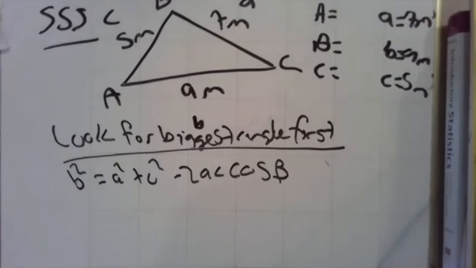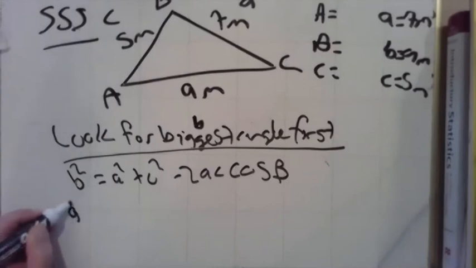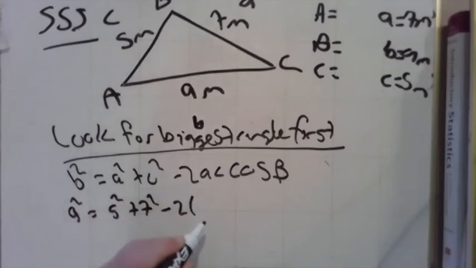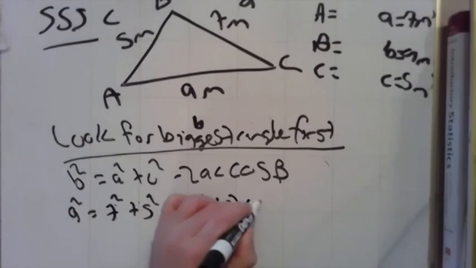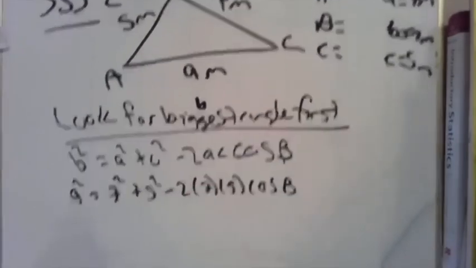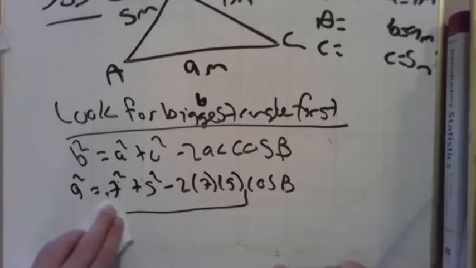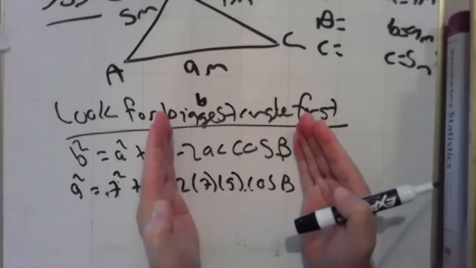Now, here's where mistakes happen. People will do this. They'll type this in the calculator. Let's write out what we know. 9 squared equals 5 squared plus 7 squared minus 2 times 7 times 5 times cosine of B. People will type all of this right here into their calculator. And that's an order of operations issue. That's wrong. That stuff is not all multiplied by cosine. That stuff right there is multiplying cosine.